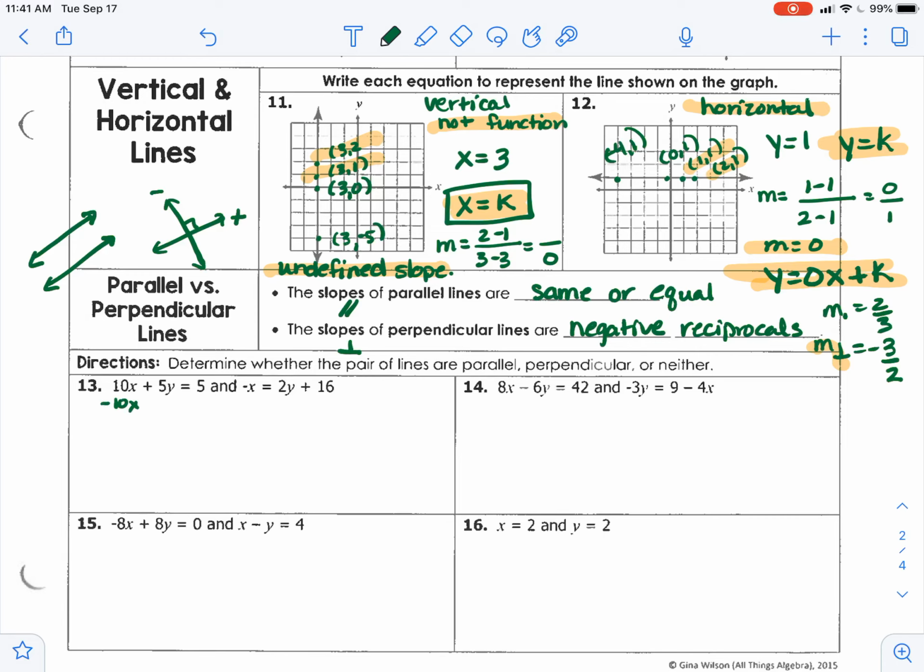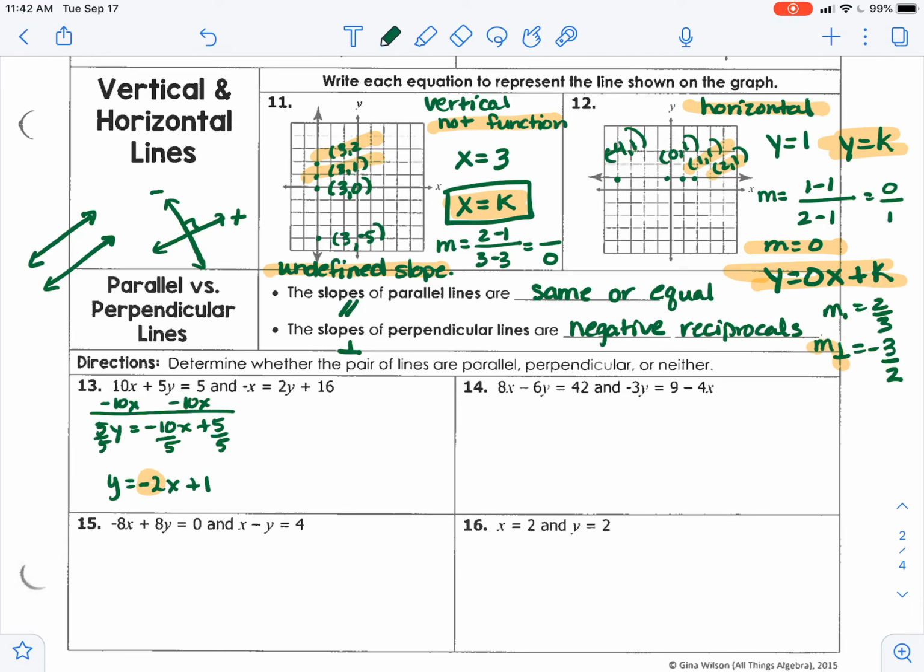So I am going to move my 10x over, and again, I'm solving for y. So y equals negative 2x plus 1. In this case, this one has a slope of negative 2.